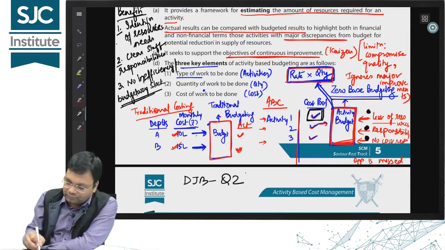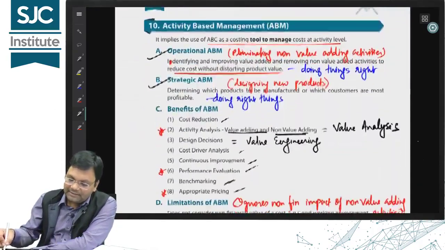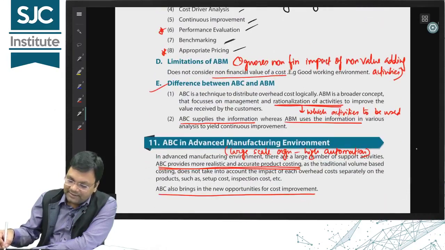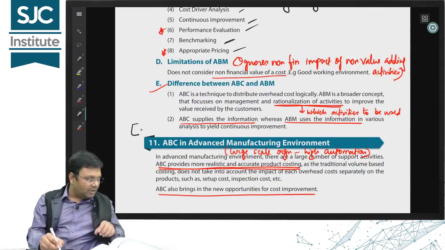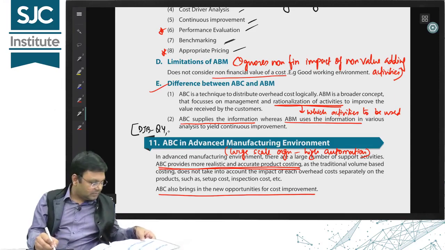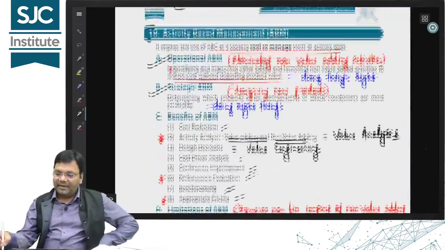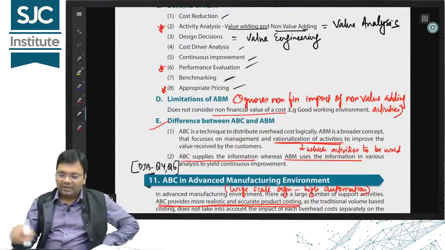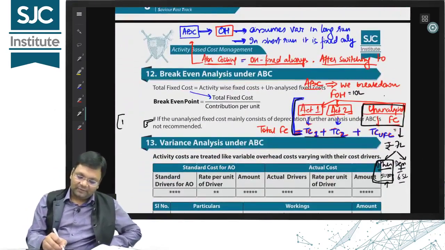DJB question number 2. And then after ABC and ABM you have to do another question, DJB question 4 and 6. Then after break even you have to do DJB question number 1.